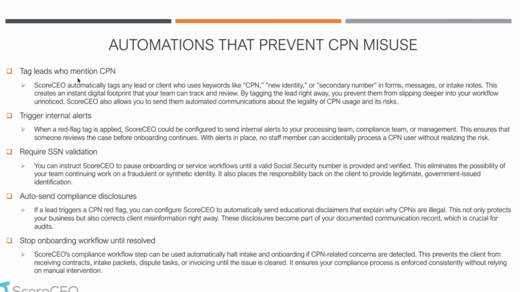Automations that prevent it, like I mentioned, are tag, trigger internal alerts, require SSN validation, auto send compliance disclosures, right? You can have a tag where you apply a tag and it automatically sends your disclosures to them. You can do that too. You could create a campaign for that, right? If a lead triggers a CPN flag, you can configure ScoreCEO to automatically send trigger disclaimers, right? You can do that, okay?